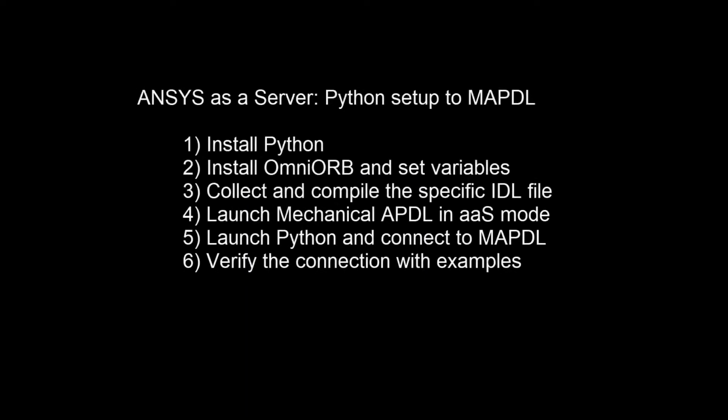In this video, you will learn how to establish a connection between Python and ANSYS Mechanical APDL. There are 6 main steps we will cover: install Python, install OmniORB, collect and compile the IDL file, launch Mechanical APDL in AAS mode, launch Python, and then we'll verify the connection.